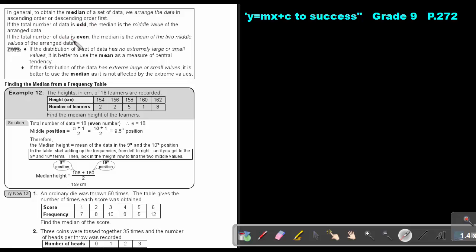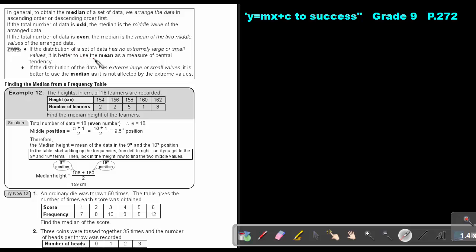If the total number of data is even, the median is the mean of the two middle values of the range data. So you take the two, you add them up, you divide by 2. Note, if the distribution of a set of data has no extremely large or small values, it's better to use the mean as a measure of central tendency. If the distribution of data has extreme large or small values, it's better to use the median, and it's not affected by the extreme values.